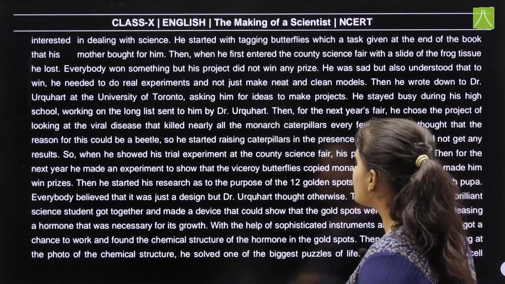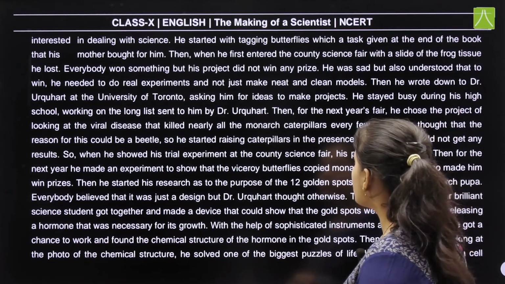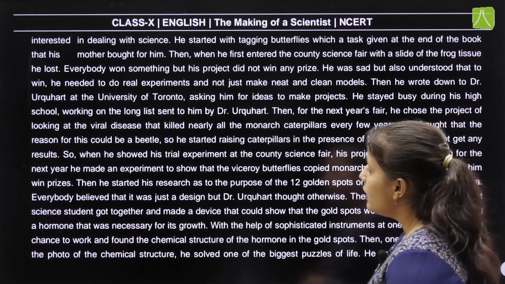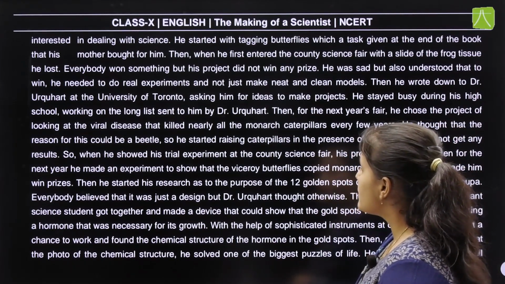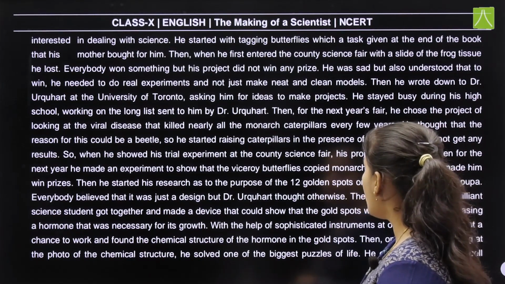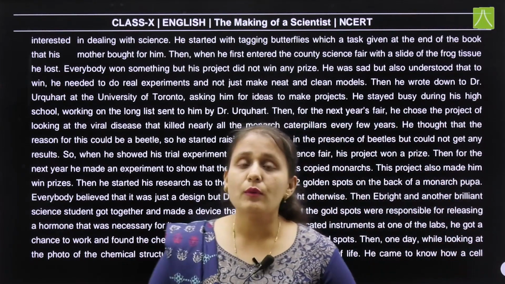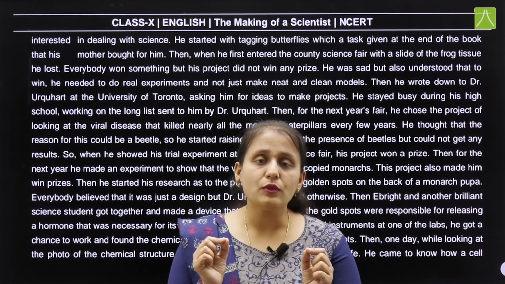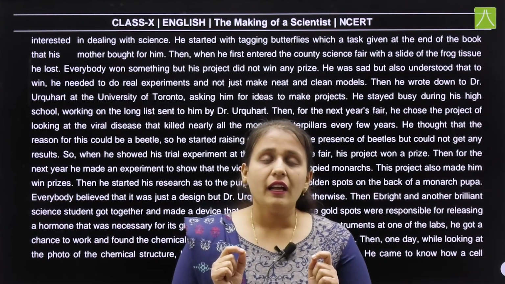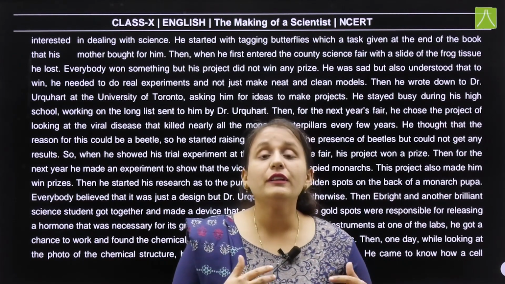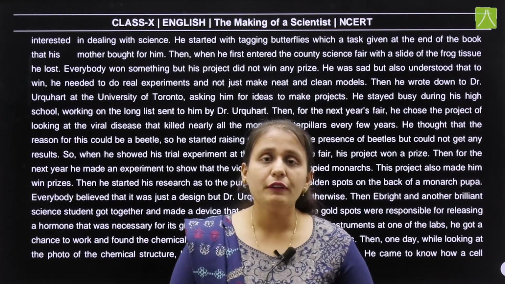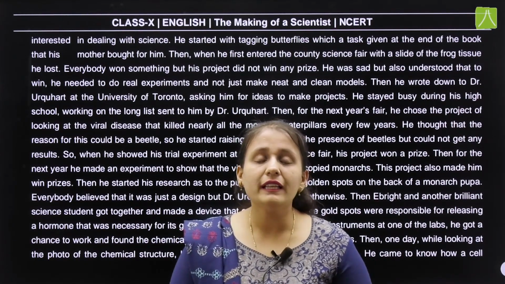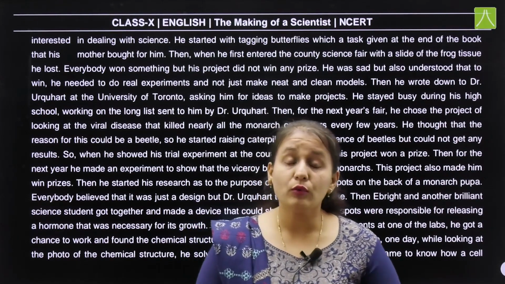Then he started his research as to the purpose of the 12 golden spots on the back of a monarch pupa. Everybody believed that it was just a design, but Dr. Urquhart thought otherwise. Now there was a गोल्डन मोनार्क जिसकी जो शेल था उसके ऊपर टोटल 12 स्पॉट्स थे और सबको यही लग रहा था कि ये कुछ नेचुरल होगा. Okay, it must be made by God and when they are born they are like that only, but no, that was not the reason.